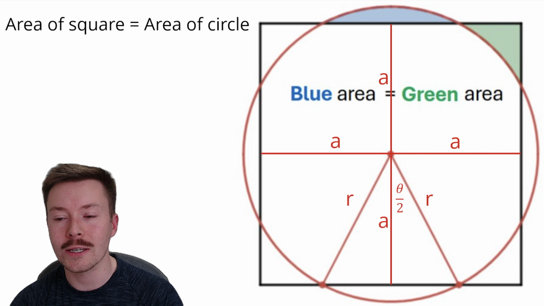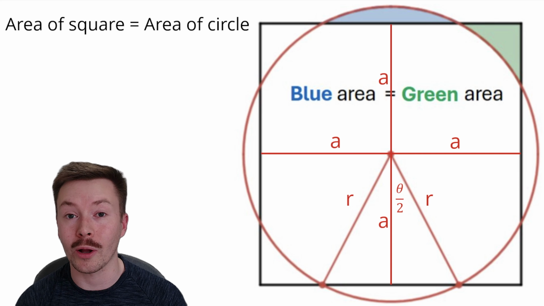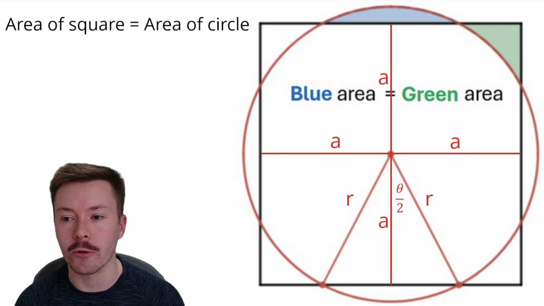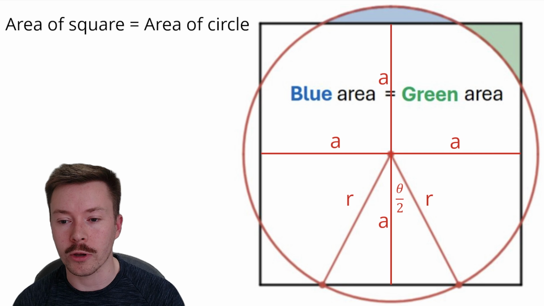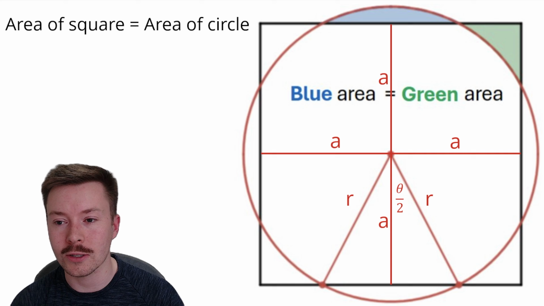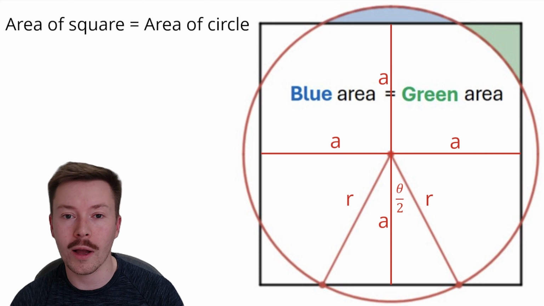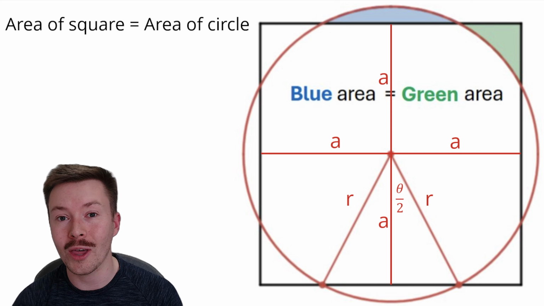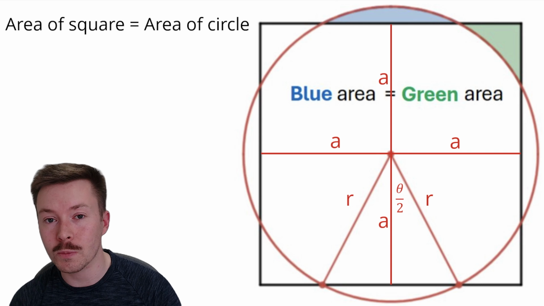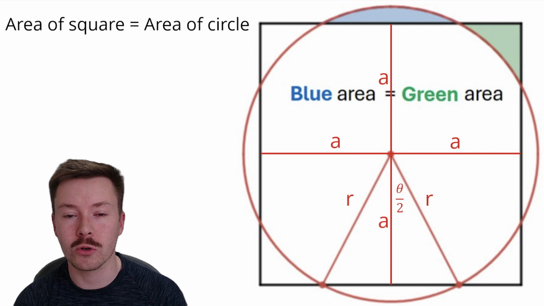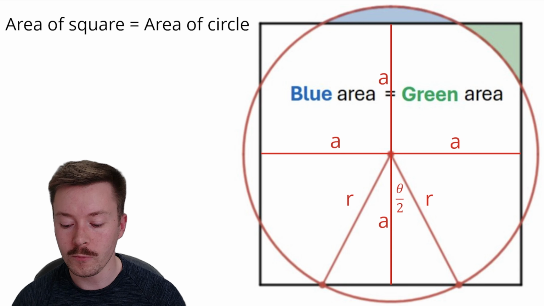The area of the square is equal to the area of the circle. Now this comes from the fact that the green area is equal to the blue area, and so each of those areas, there are 4 of them, will match up and cancel each other out. So the area outside of the circle but inside the square is going to be equal to the area outside of the square but inside of the circle. And therefore the area of the circle must be equal to the area of the square, because those blue and those green areas match up.